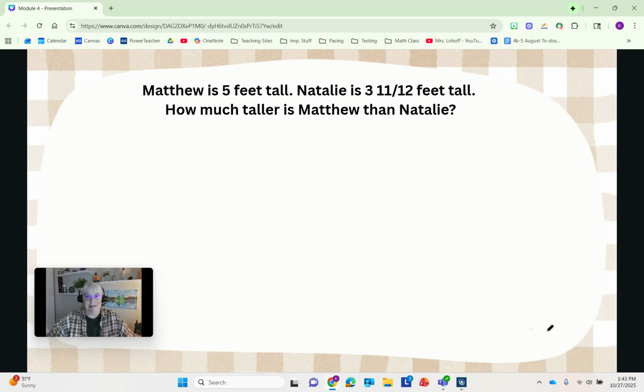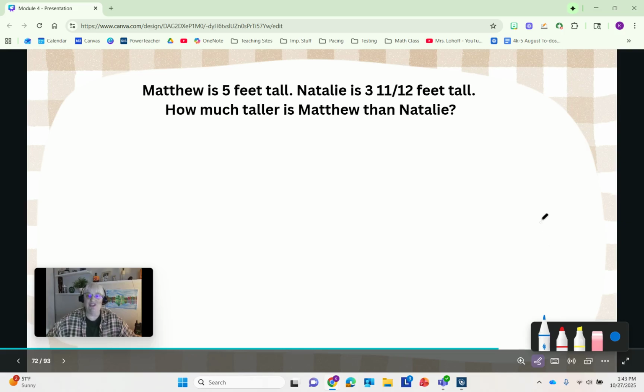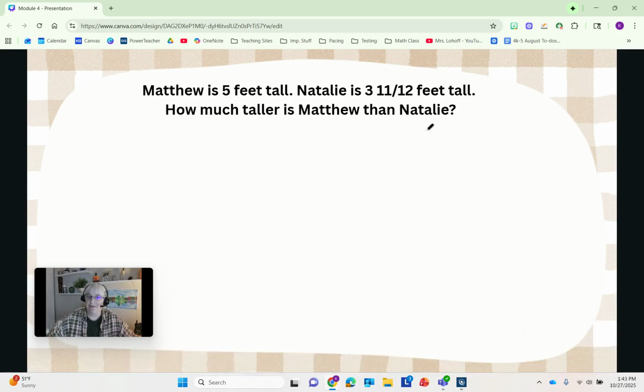Now, this could seriously happen. If we measured Matthew, he could be an even 5 feet tall, and Natalie could be 3 feet and 11 inches, which in fraction terms becomes 11/12. So we need to subtract one from the other. We know that Matthew is taller, so Matthew's amount is bigger, and 5 is bigger than 3. So we're going to subtract 3 and 11/12 from 5. So 5 minus 3 and 11/12.